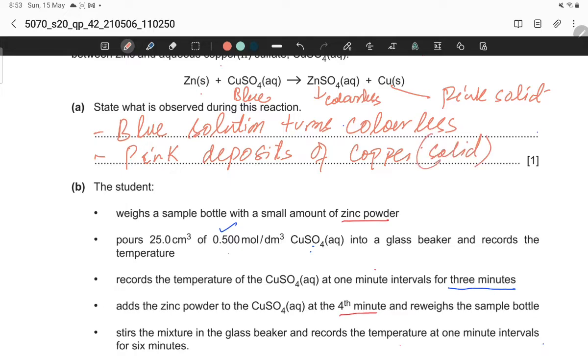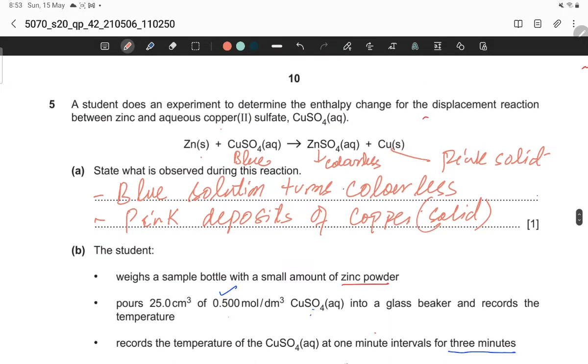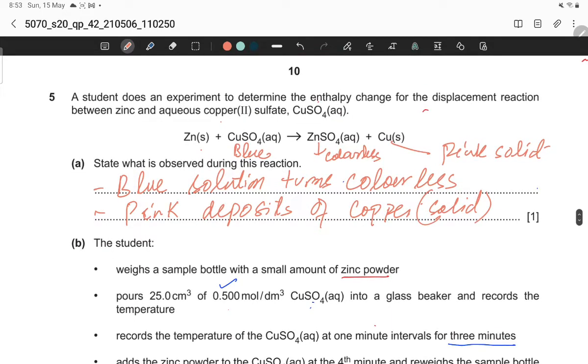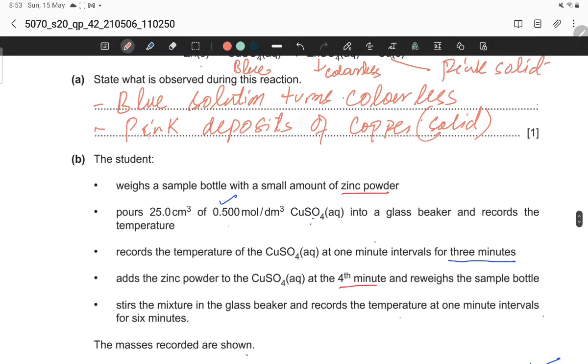You know that a displacement reaction is an exothermic reaction. The question asks about the enthalpy change for the displacement reaction, so heat bubbles can be seen. It is 1 mark, so only one observation is enough, but to be safe you can write down 2: the blue solution turns colorless, and pink deposits of copper solid form. Heat is also evolved because this is exothermic.